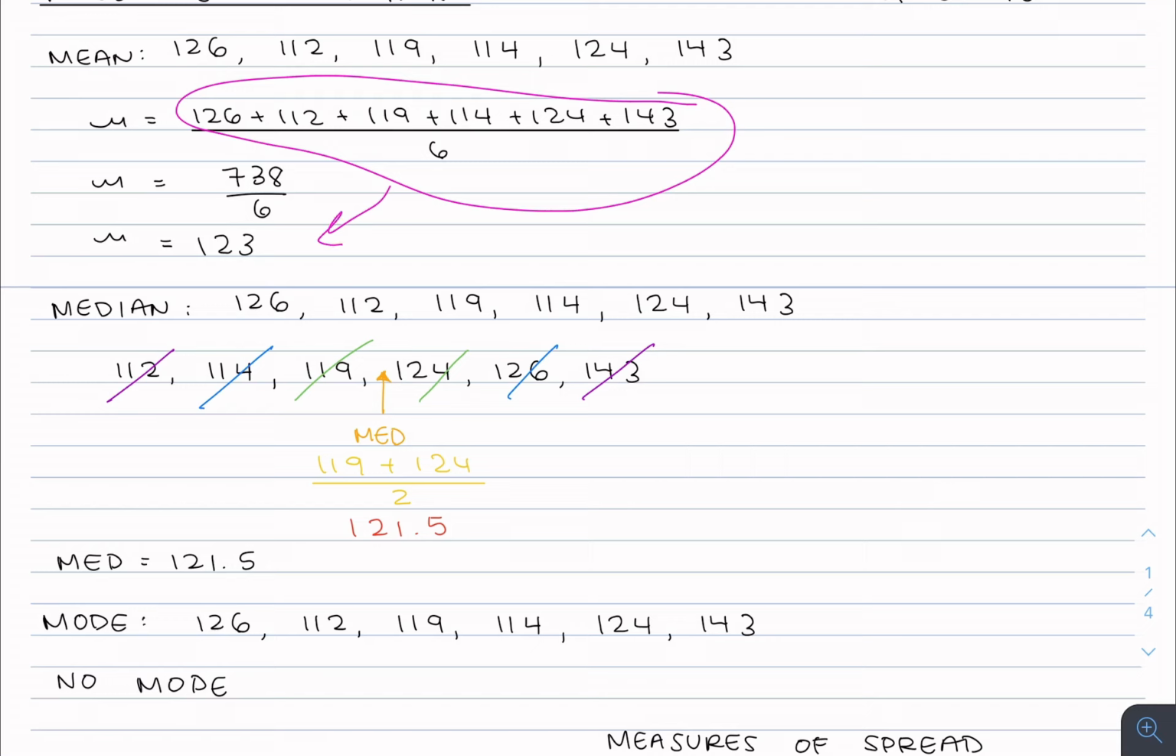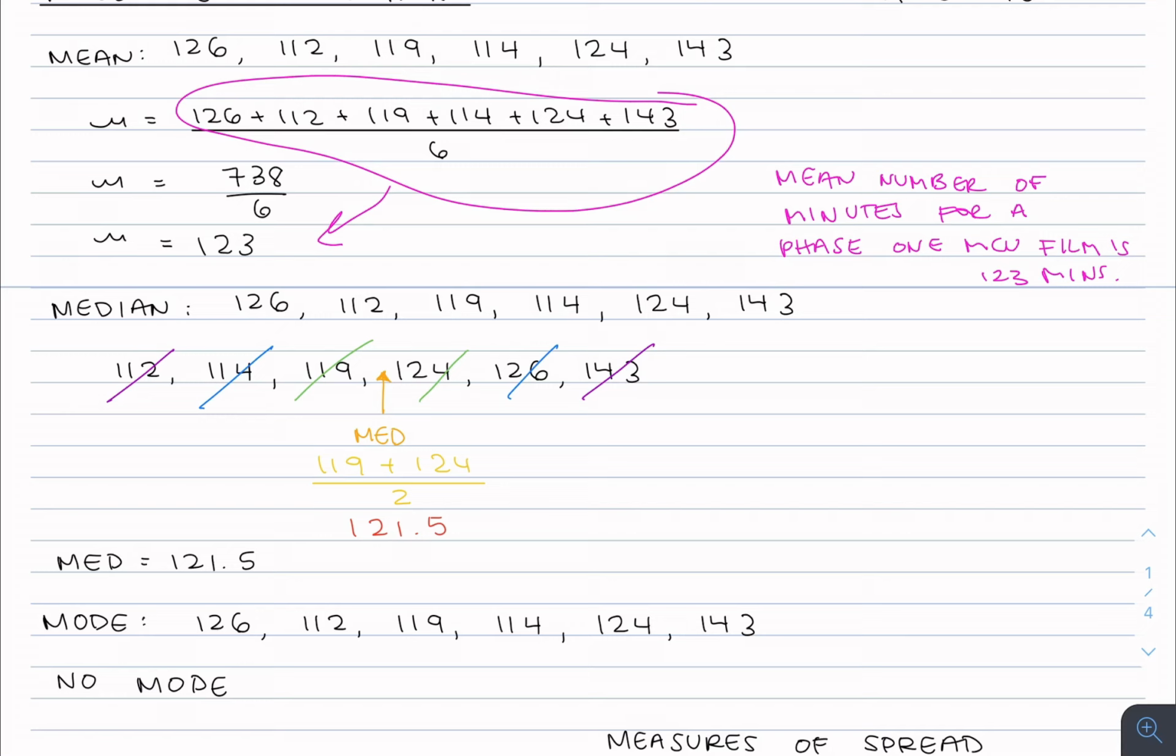What this is saying is that the mean number of minutes for a phase 1 MCU film is 123 minutes.